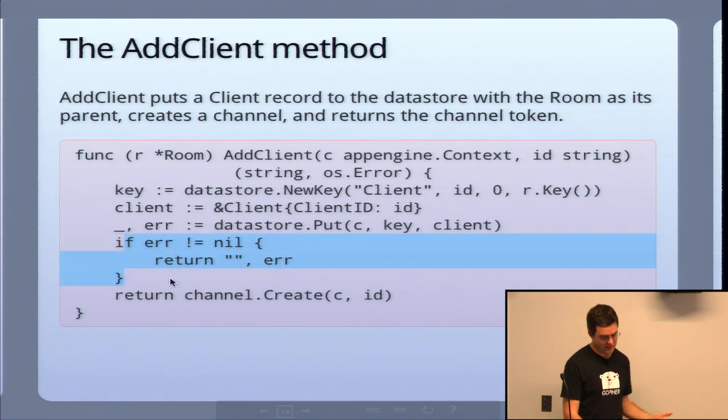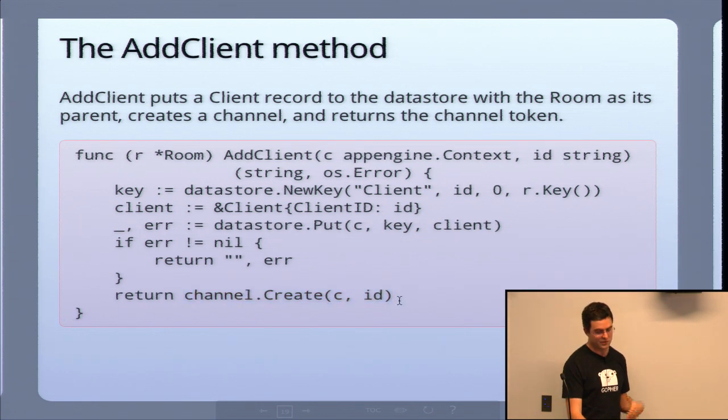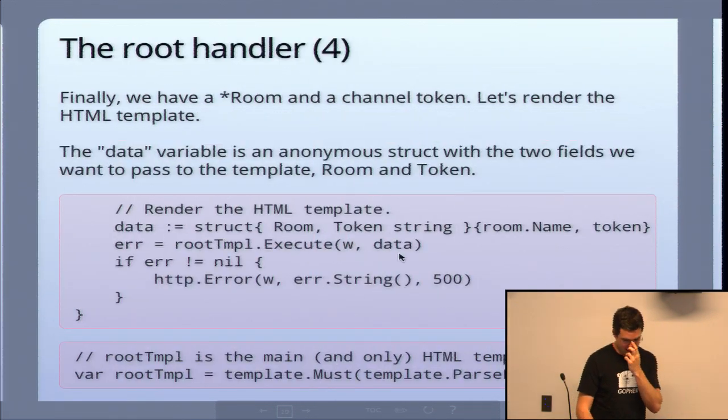And then if it's not successful, I return the error. But if it is successful, then I call channel.Create, which is accessing the Channel API and creating a new browser channel that's associated with that client ID. And this channel.Create returns a string and an error, and the string is the token we want to pass to the client. And so finally, at the bottom of the root handler, we've got our room, and we've got our client in the room, and we've got our token to set up the browser channel. We create this data variable, which is a struct containing a room and a token, just two string values. And that is the room name and the token value.